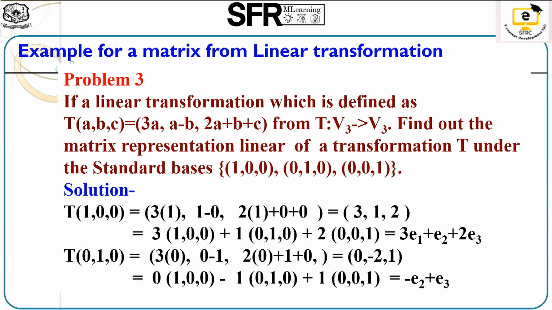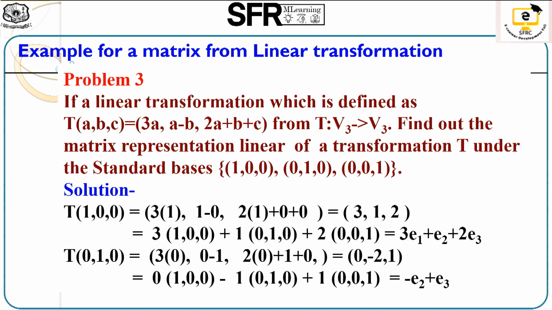Therefore, we get, put the value: a equal to 1, b equal to 0, so 3a is 3 of 1, a minus b is 1 minus 0, and 2a is 2 into 1. Therefore we get the value (3,1,2). By using the same standard basis, 3 of (1,0,0) plus 1 of (0,1,0) plus 2 of (0,0,1), we get 3e1 plus e2 plus 2e3.